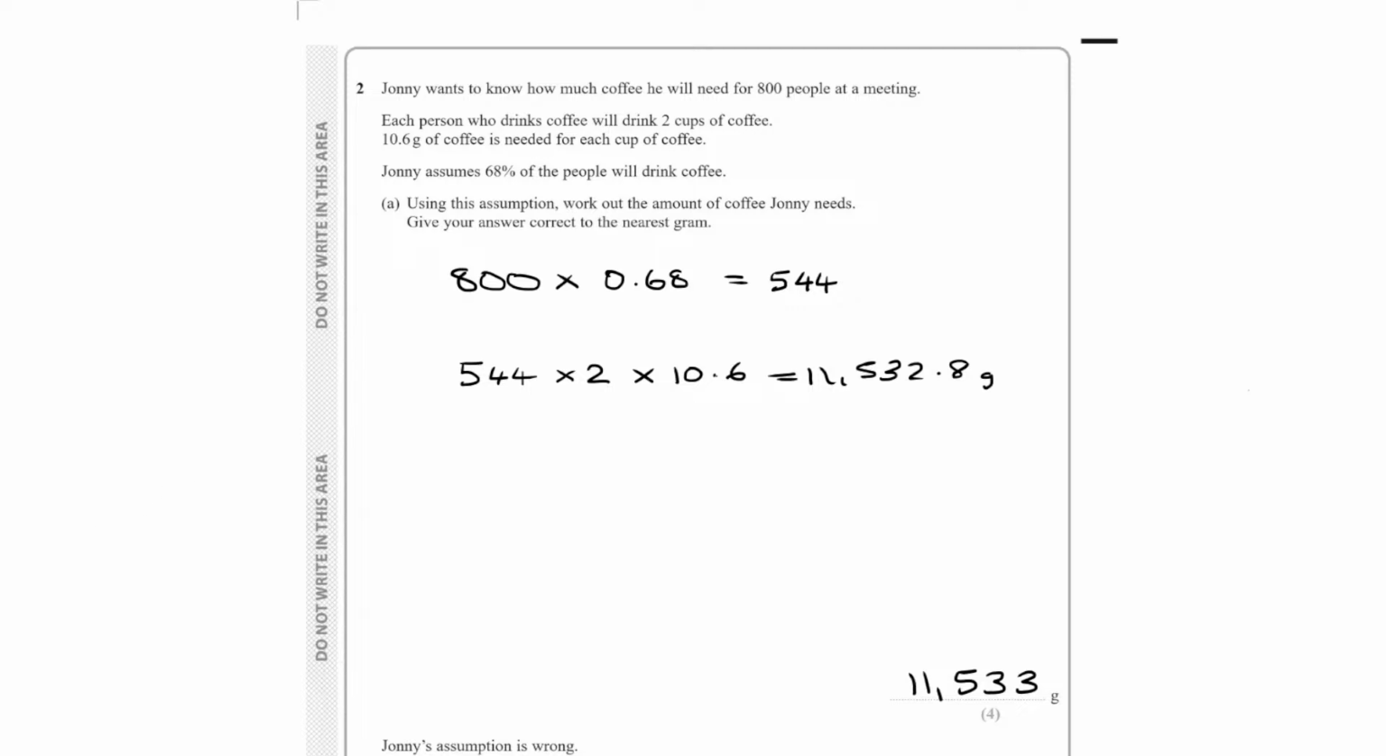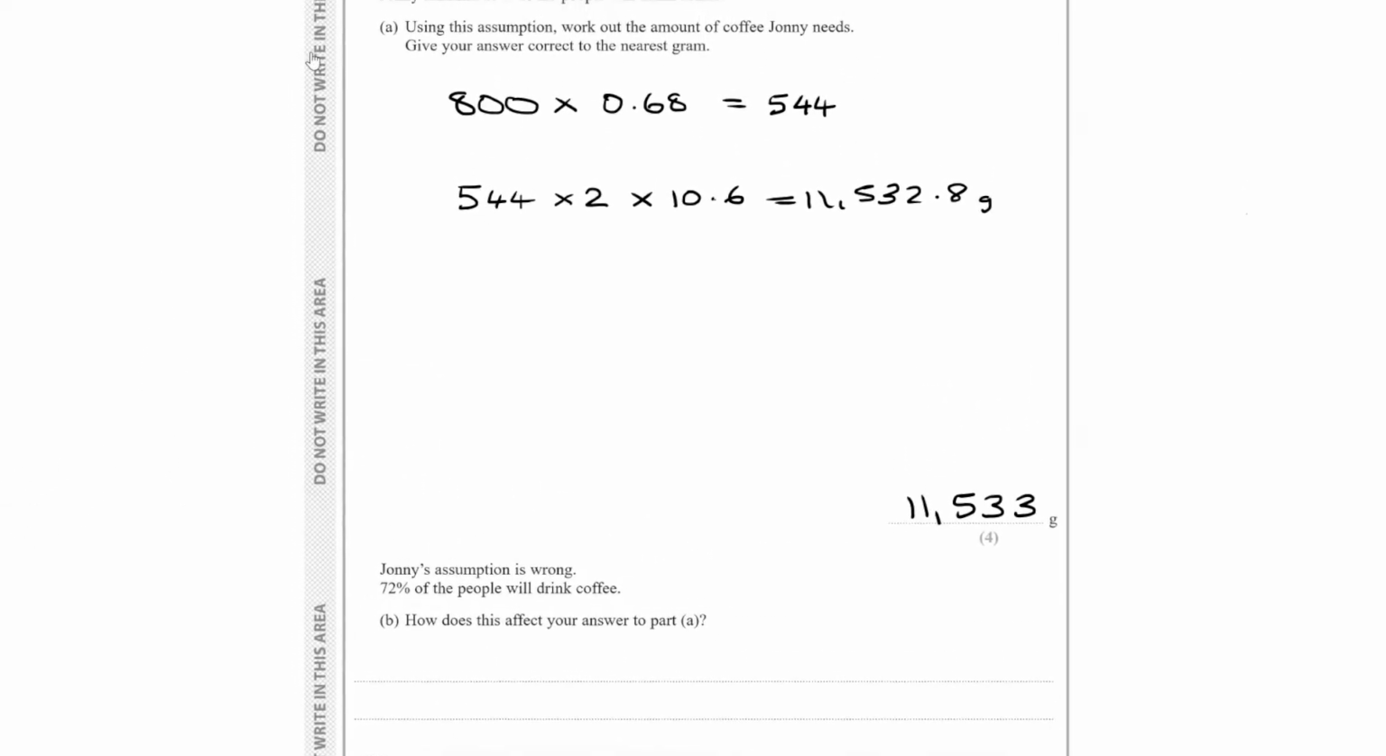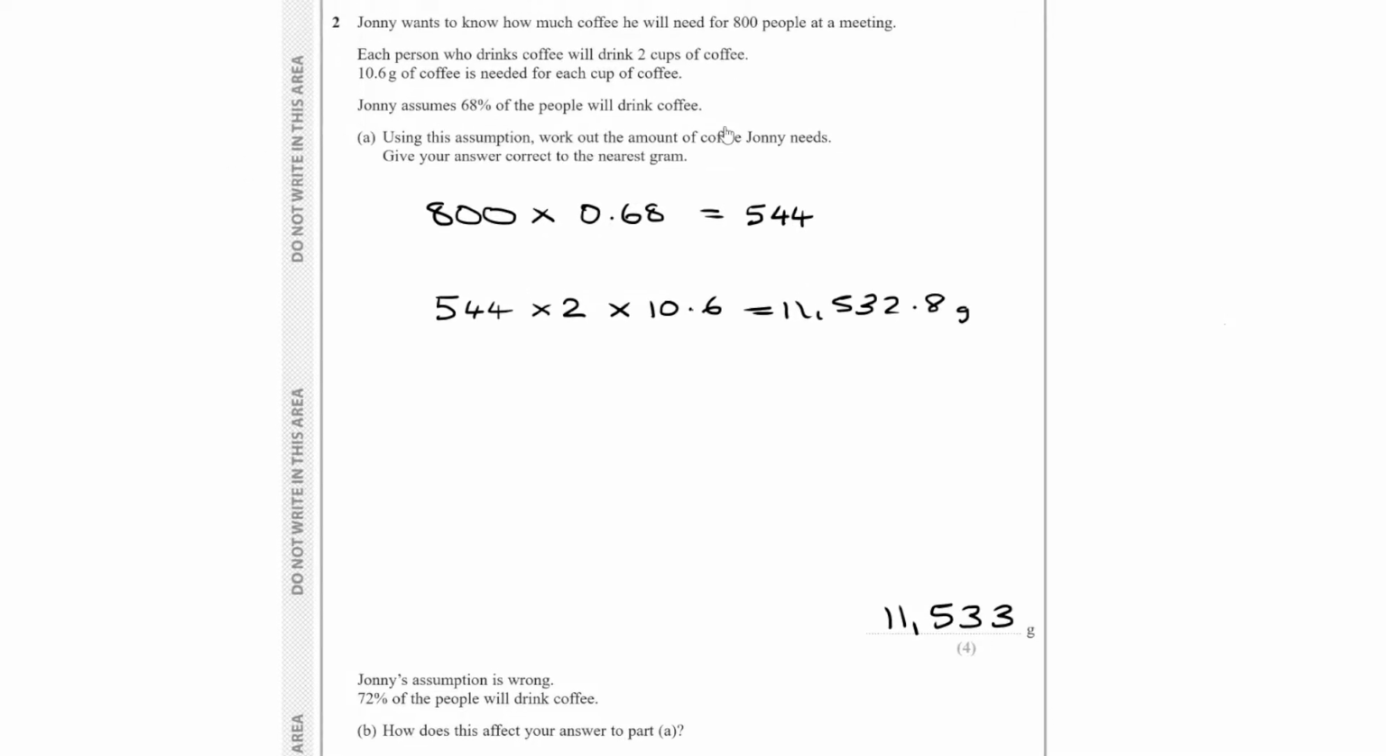Now we've also got part B down here, if I just scroll down a bit. Bring this up. So part B, Johnny's assumption is wrong. So actually, if you remember, they were saying that he's assuming that 68% of people will drink coffee. So that was just an assumption. So his assumption is wrong. It's actually 72% of people will drink coffee. How does that affect our answer to part A?